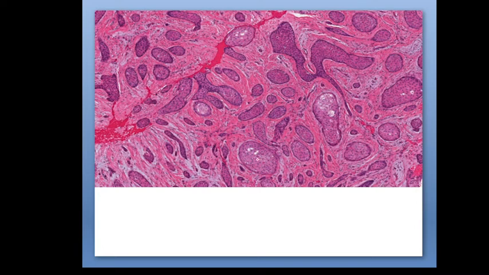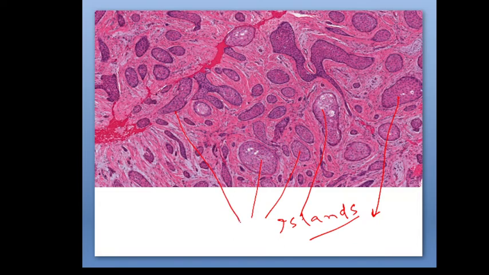In this picture, we are seeing a large number of islands of cells. These islands are composed of squamous epithelial cells. These are of different shapes and sizes, but when compared to ameloblastoma, these islands are comparatively smaller in size, and the surrounding tissue is stroma, which is made of connective tissue and is composed of collagen bundles and fibroblasts.